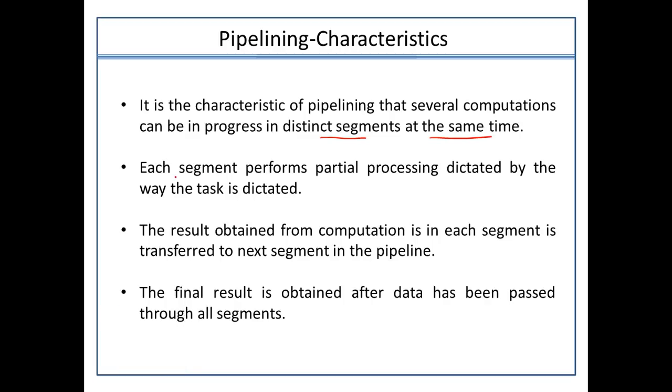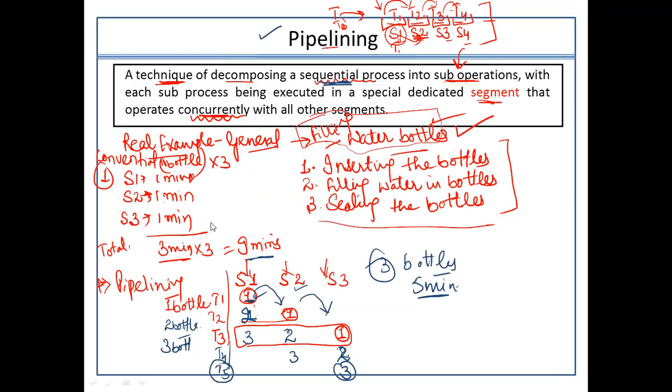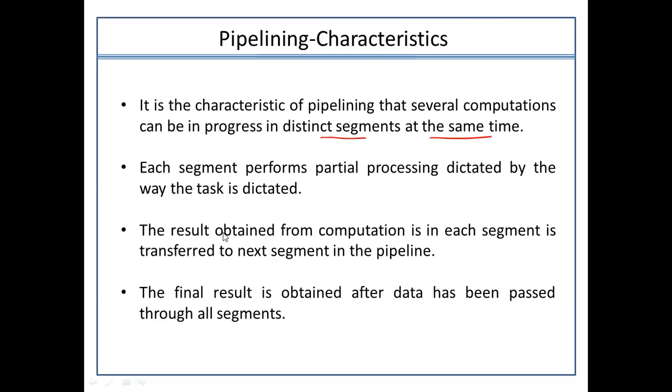The next characteristic is, each segment performs partial processing dictated by the way the task is divided. So definitely what is happening in segment number 1, it has a predefined, specific job, just to inject the bottles. Then segment number 2 has the predefined task to fill up the water bottle, and segment number 3 has a predefined task that it will simply do the sealing of the bottles, right? So that second characteristic is done.